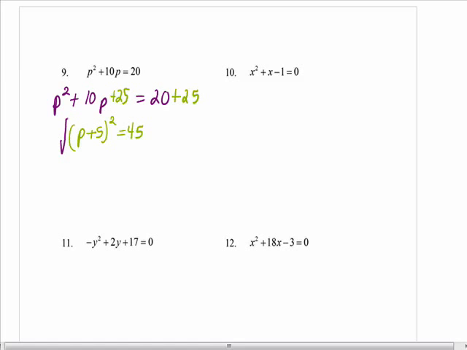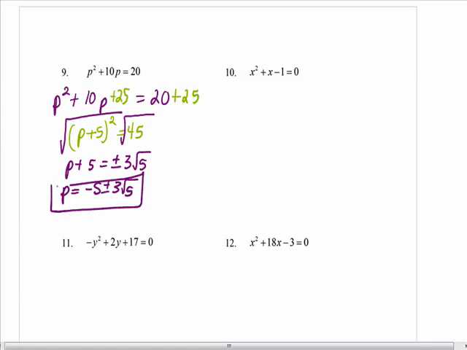And then you square root both sides. Good. You get t plus 5 equals plus or minus... Let's see. 9 times 5 is 45. So 3 root 5. 3 root 5. Awesome. Subtract the 5 and you're done. Nice job, Ty. And we're going to leave it like that.